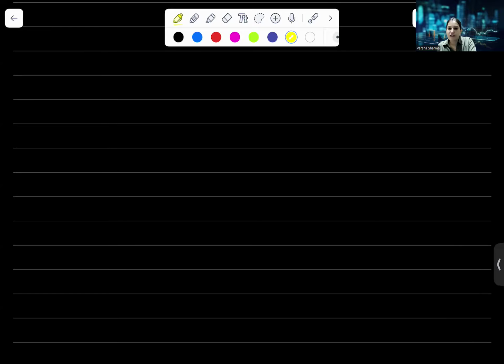Multiple of 4, multiple of 5. Multiple of 4, only one element, 4 itself. Multiple of 5, only one element, 5 itself. So again, they're equally likely. Yes or no?